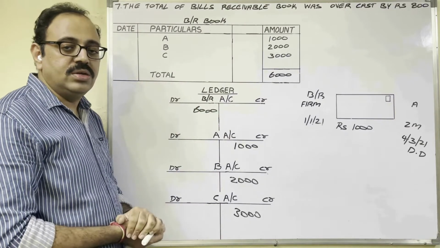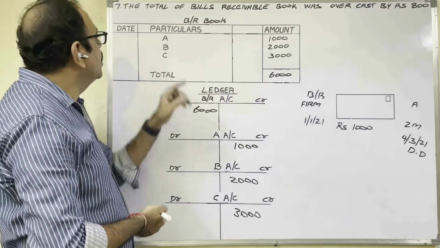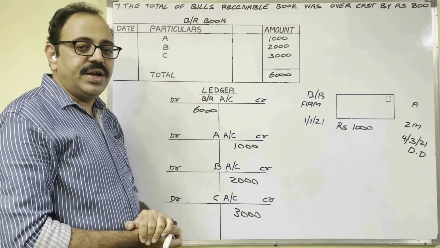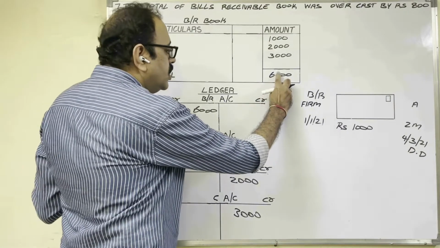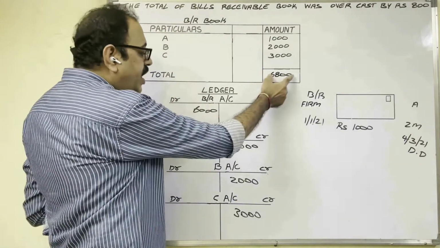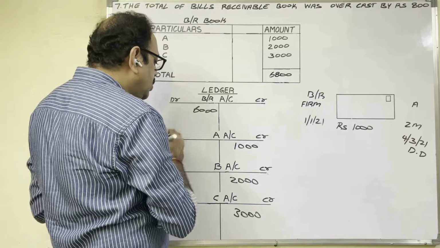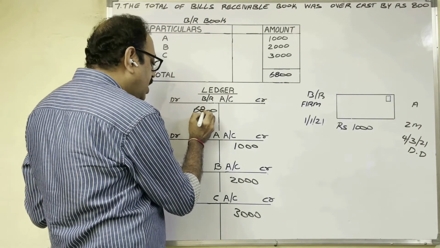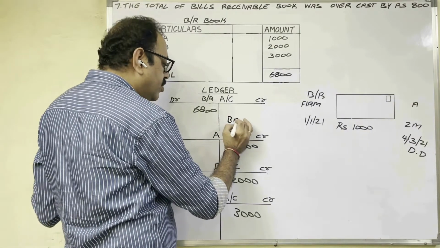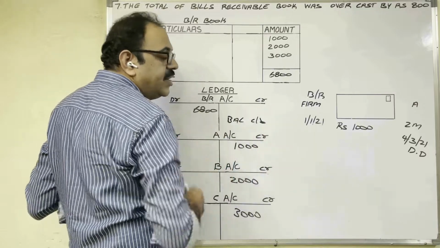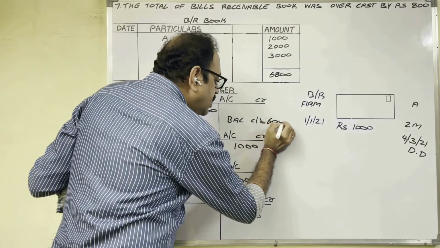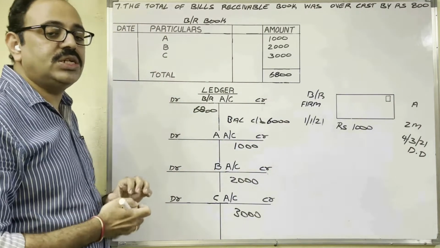This is correct posting. Now observe what the error is. The total of the bills receivable book was overcast by 800. Instead of writing 6,000, the accountant wrote 6,800 here. Only the total we take in bills receivable now. So instead of 6,000, we debited 6,800 rupees. This is a mistake. Then the balance carried down will be 6,800. But the correct amount is 6,000 rupees. I need 6,000 as balance carried down in the bills receivable account.